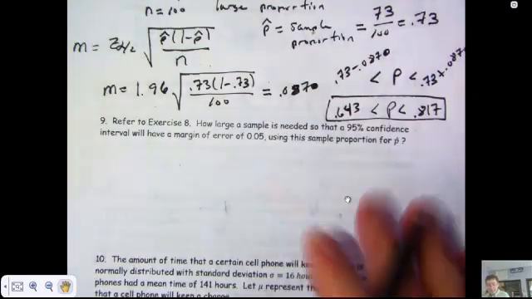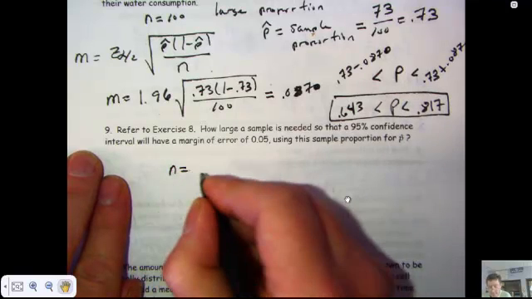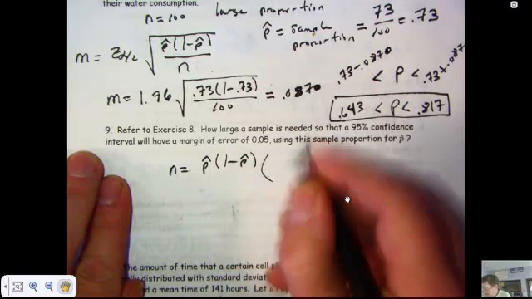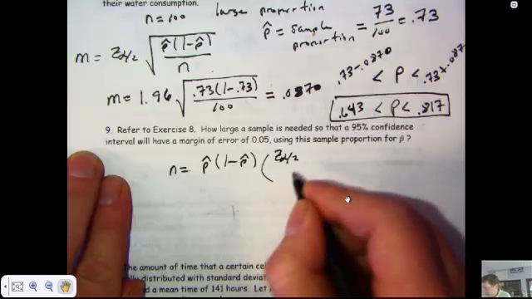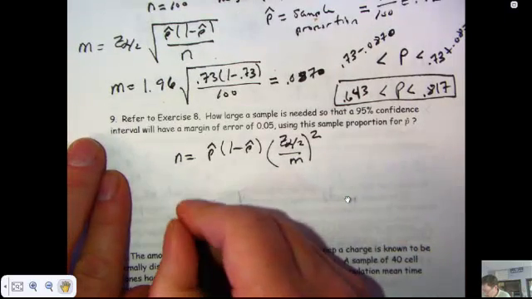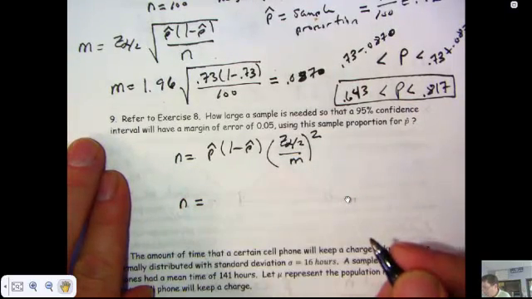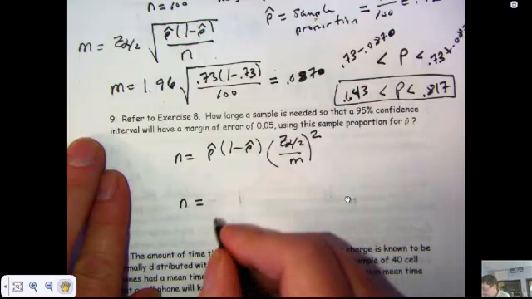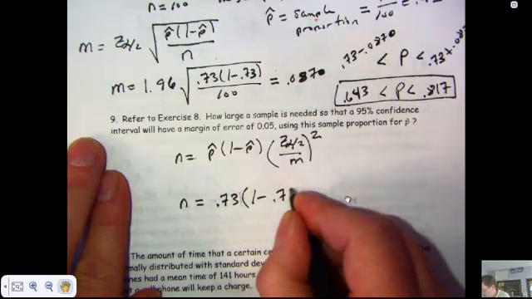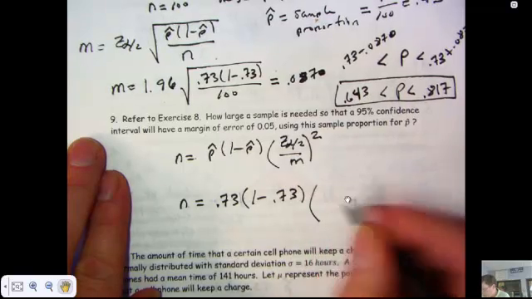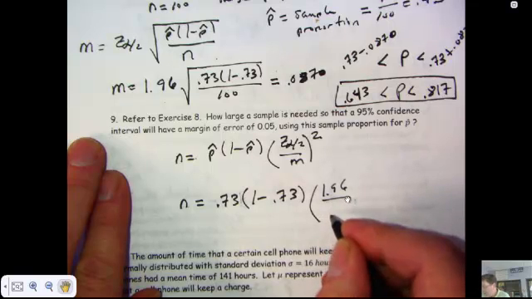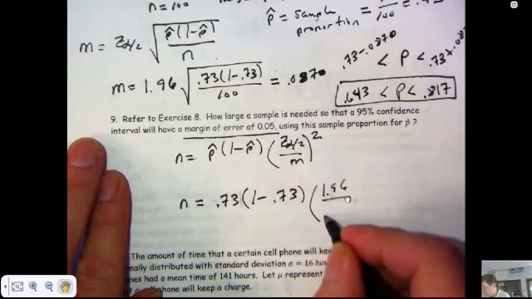Okay, so n is going to be p hat times 1 minus p hat times z of alpha over 2 divided by m, squared. So p hat then is what? 0.73. So 0.73 times 1 minus 0.73. Did I change my confidence interval? No. So it's 1.96. My margin of error I want is 0.05, right? I want a margin of error of 0.05 this time.